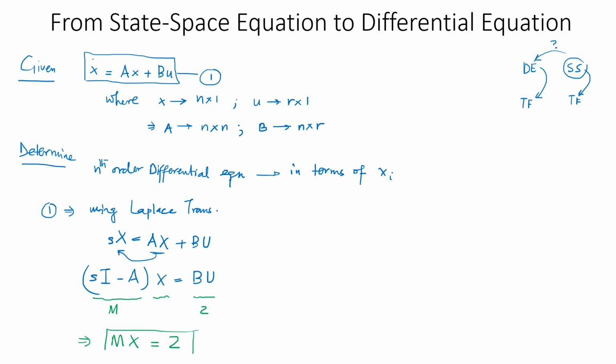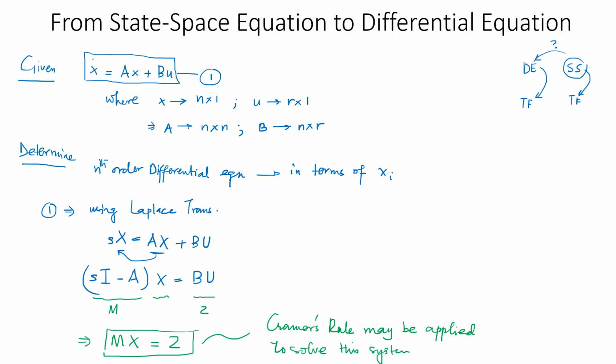This is what you have already seen while discussing matrices, where you were using a rule called Cramer's rule, which may be applied to solve this system, generally when you have n equations for n unknowns. So this is what we are going to try to explore, this Cramer's rule, and let's continue this on the next slide.